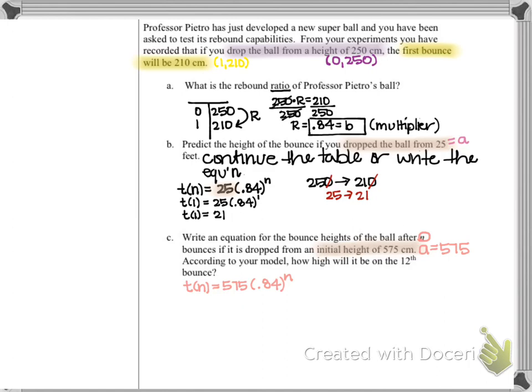But then it says, how high will the ball be on the 12th bounce? Okay, the 12th bounce, this is telling me what n is going to be equal to. So this is telling me n is equal to 12. All right, now we can go over to our equation and let's type in a 12. Now I know for sure it's going to be smaller than 575. So if I take my 575, my 0.84, 12th power, make sure you type this into your calculator. I wouldn't expect you to do this by hand. Always type this in your calculator.